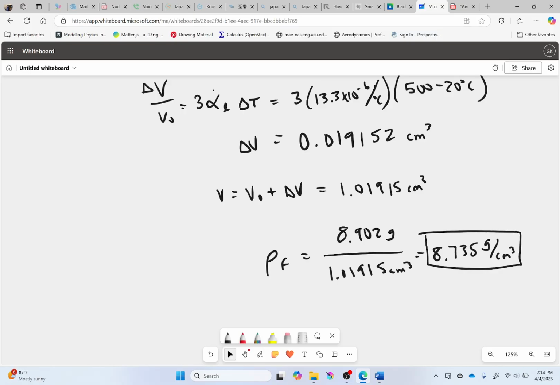So, did it go down? The answer is yes, it went down. Why did it go down? It went down because we're heating it up. It's expanding, and therefore the same amount of mass is being spread out over a larger area.